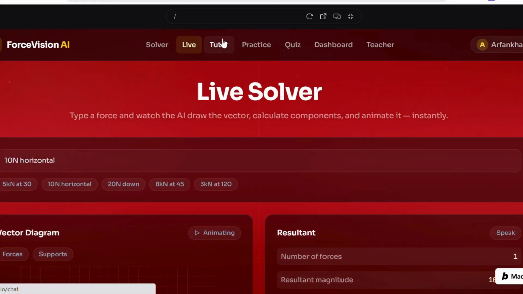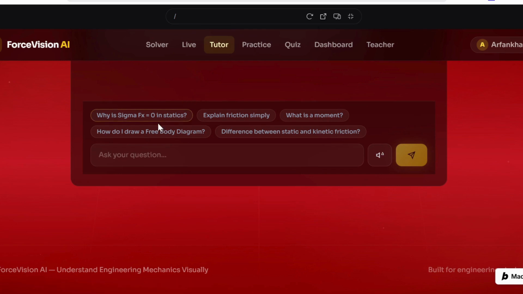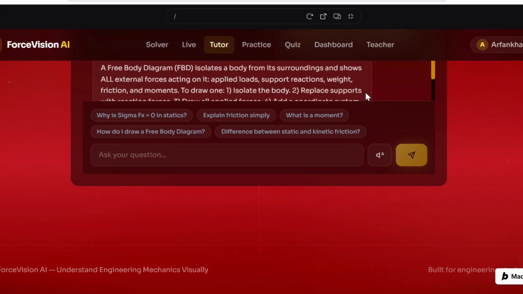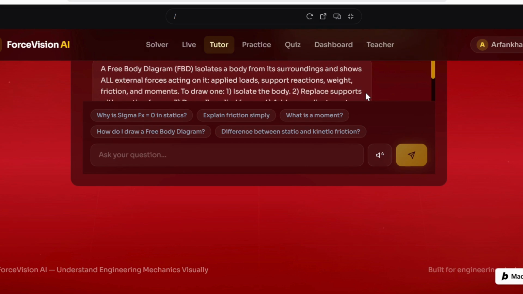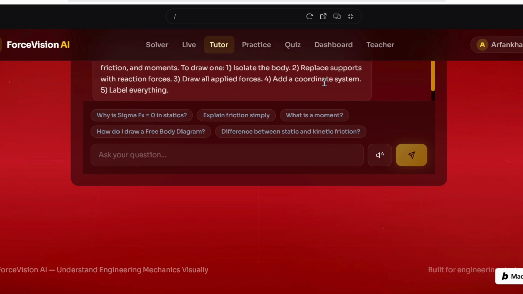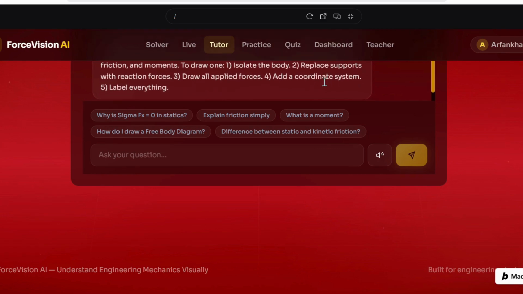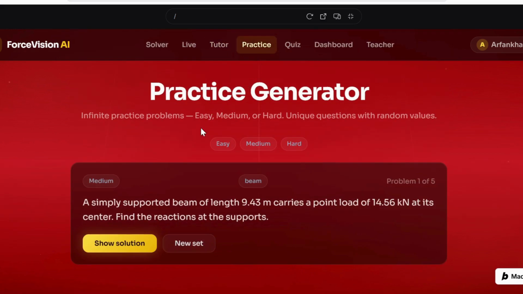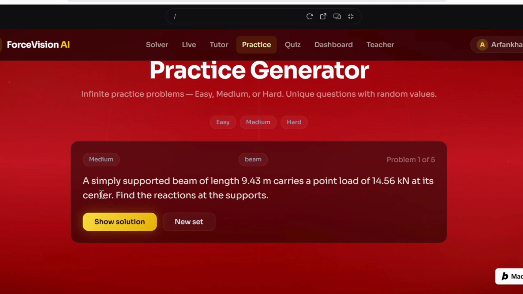And here we have to explore the tutor as well. As you can see, I am going to ask how do you draw a free body diagram. So a free body diagram isolates a body from its surroundings and shows external forces acting on it: applied loads, support reactions, weight, friction, and moments. To draw the isolated body, replace supports with reaction forces, draw all applied forces and add a coordinate system, and finally label everything.